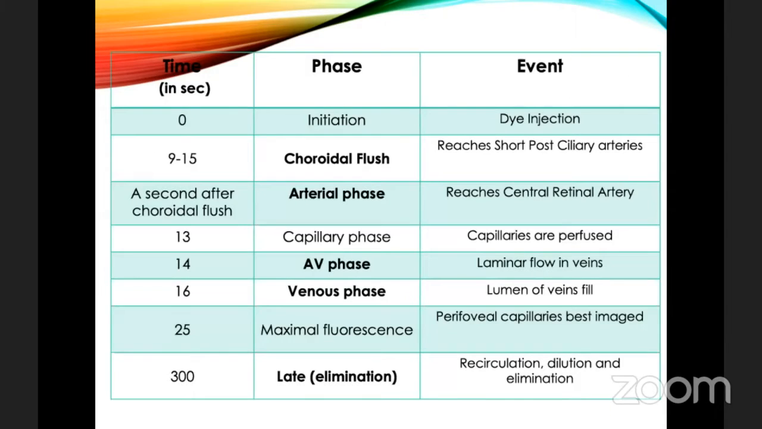So this is the time, phase, and event that is occurring. The choroidal flush denotes the dye reaching the short posterior ciliary arteries. The arterial phase, which starts a second after the choroidal flush, denotes the dye reaching the central retinal arteries. In the capillary phase, the capillaries are perfused. The AV and venous phases denote the filling of the veins, and the late phase denotes recirculation, dilution, and elimination of the dye. The timings are very important, as the AV phase can be prolonged in cases of ocular ischemic syndrome and central retinal vein occlusion.